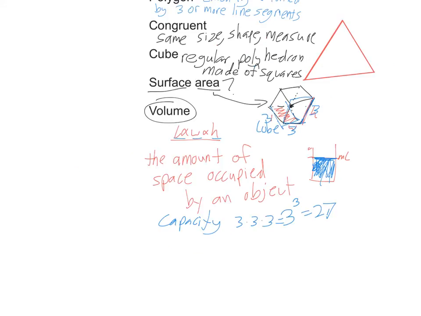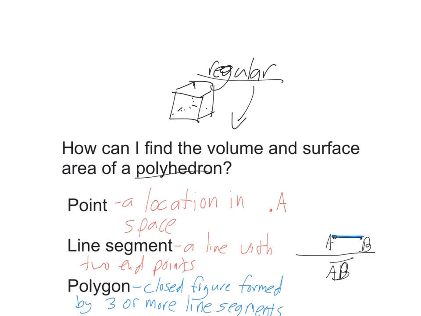Let's go back here. We should have a better understanding of volume, and based on volume and understanding polyhedrons, how can I find the volume and surface area? That's what you really want to start thinking about. How can you find the surface area of a polyhedron? That's what I'll leave you with.